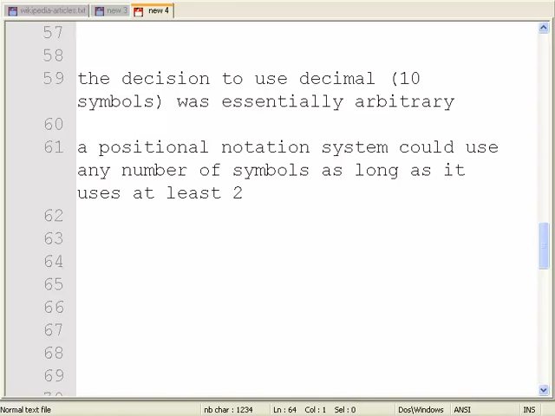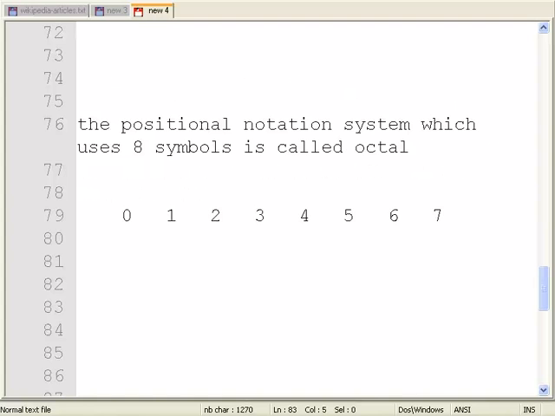And in fact, some civilizations like the ancient Babylonians used a base 12 system, because that fit best with their calendar. So let's look at a positional notation system which uses something other than base 10. The base 8 system is called octal, and it uses just 8 symbols. Rather than contriving new symbols, we just use the same ones we use in decimal. We just use 8 of them rather than all 10.